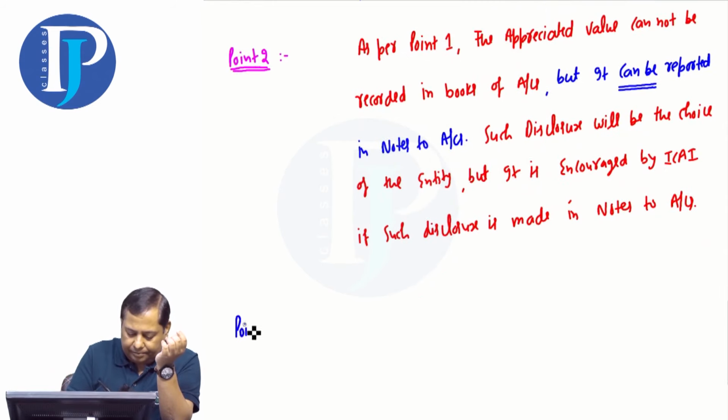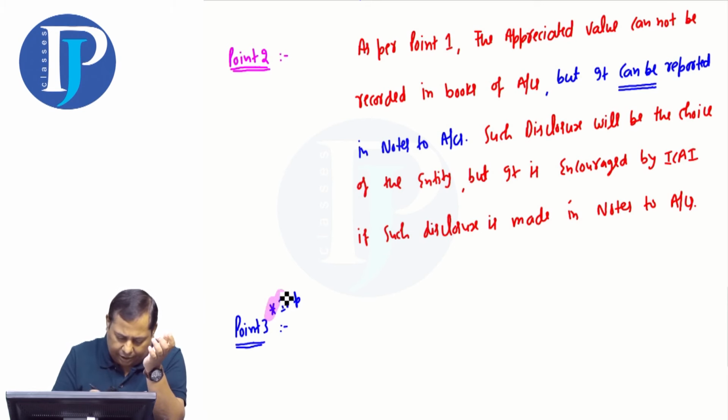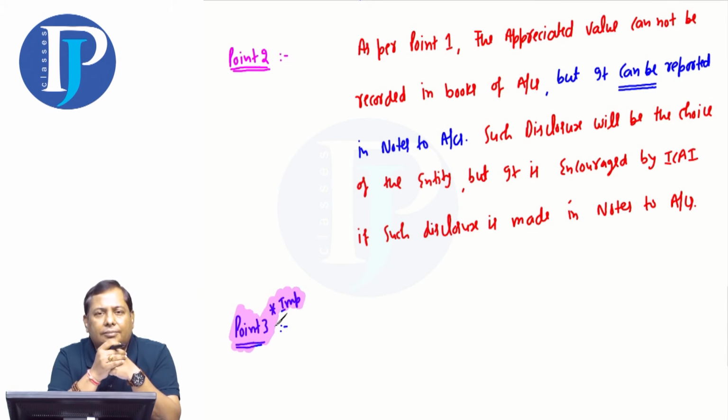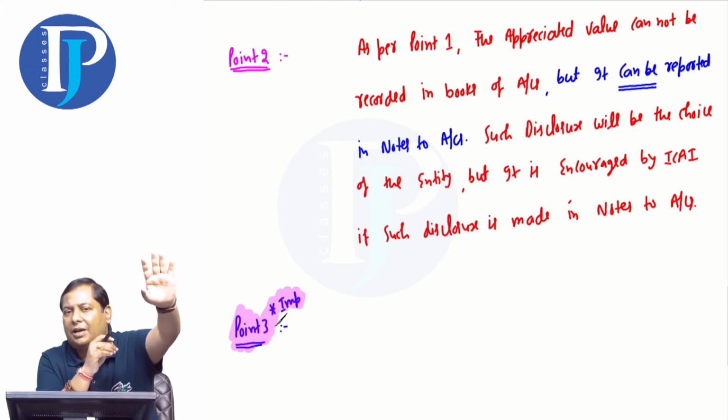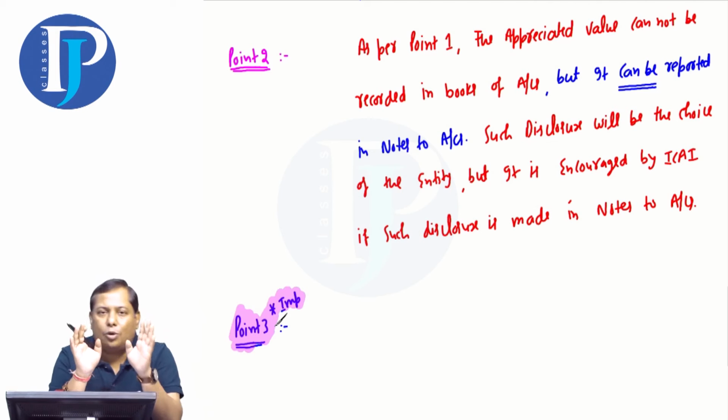Come to point number 3. This is important. Listen to this. This is very important, students. So this needs your attention. Be attentive. If any entity in its notes to accounts wants to disclose the fair value, if it was downward, it would have been there in books. So there is no need to show it in the notes. It will be in notes only if it is upward value. This is common sense, understood.